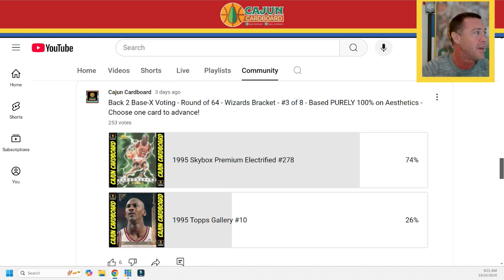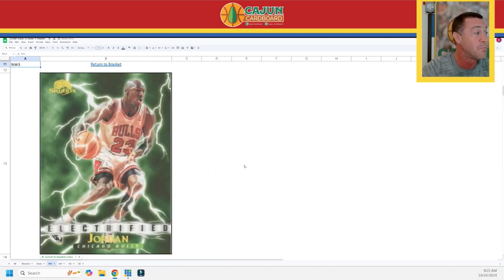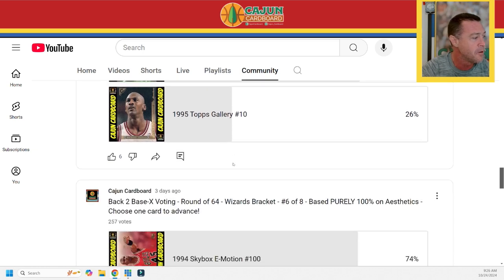This is a base card, but if you went up to somebody and said, is this a base or an insert, and you didn't know anything else about the card, you would guess that this is an insert card. I mean, this is just one of Jordan's best-looking subset cards in the world, period. End of story. It just is. And so this one moves on quite comfortably with a 74-26 margin.